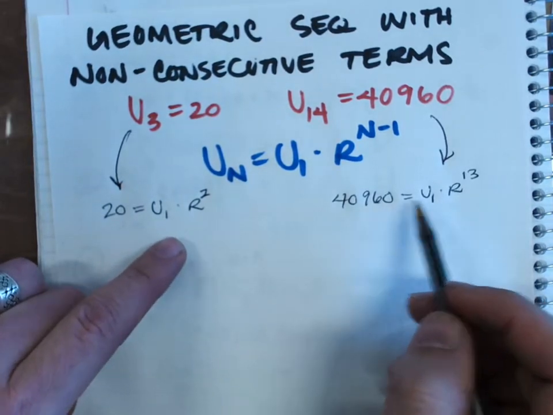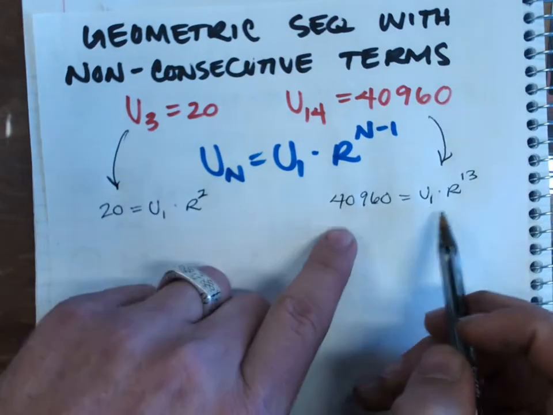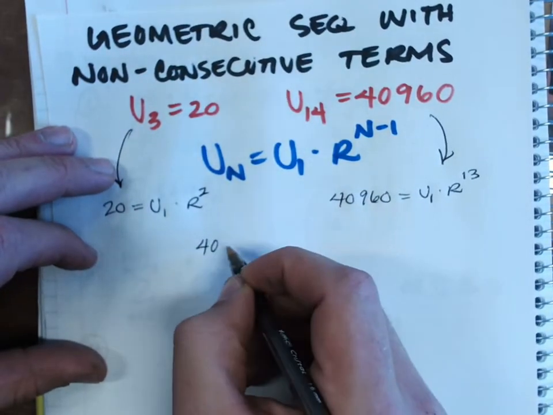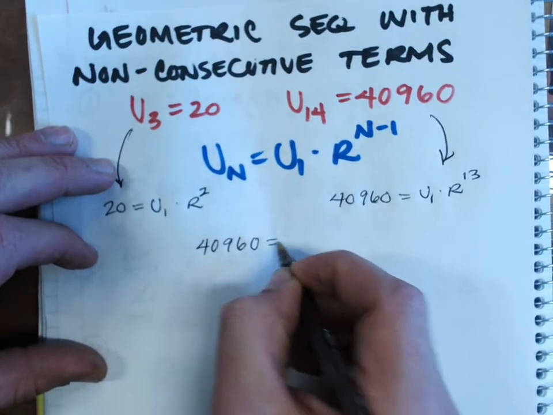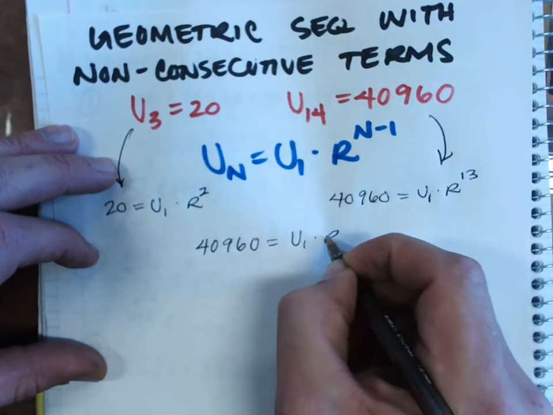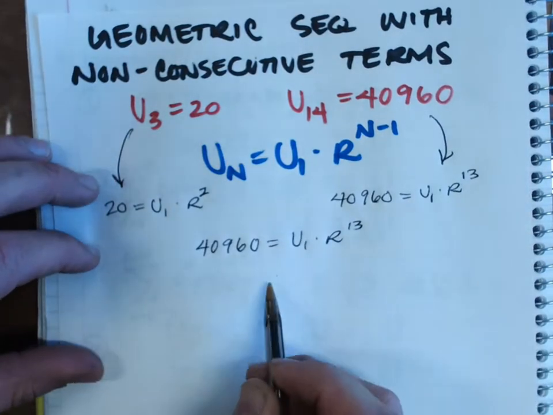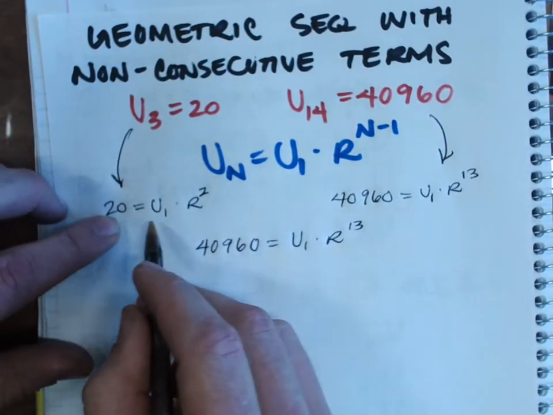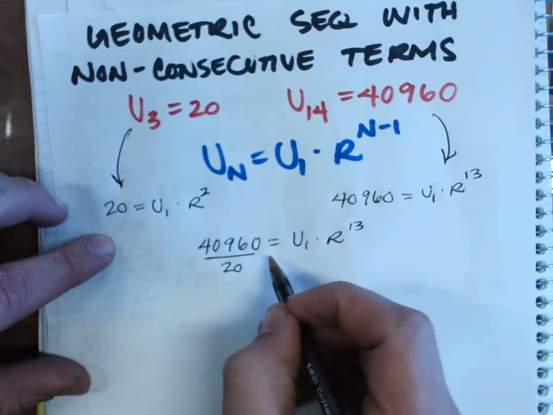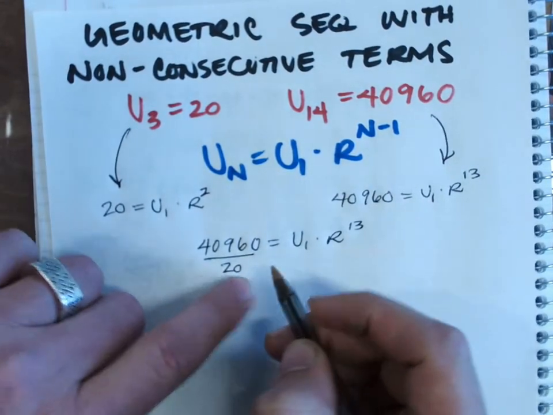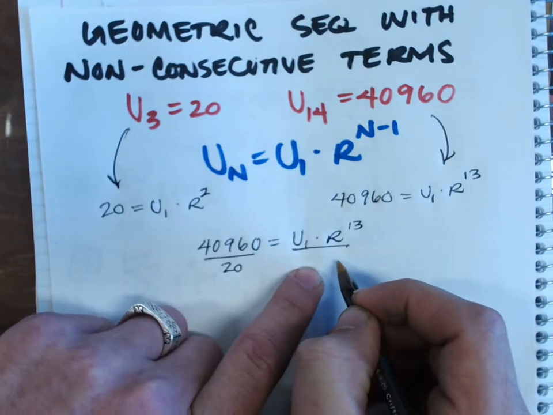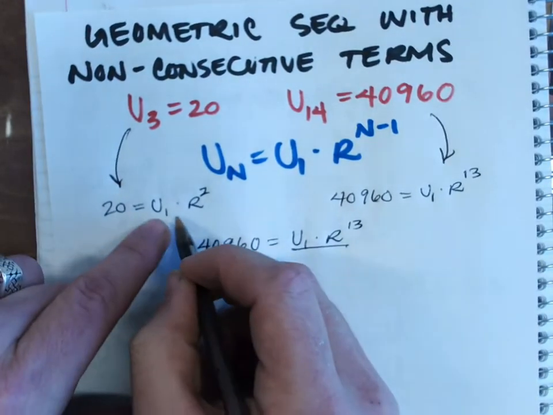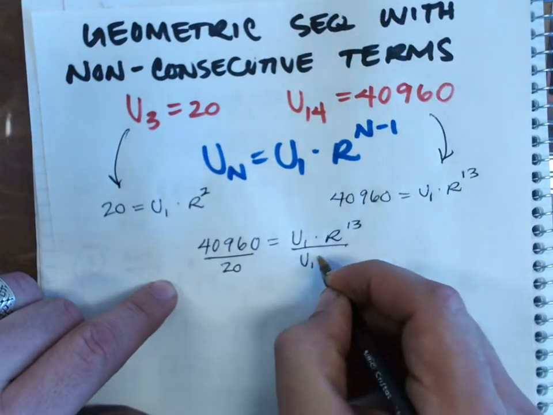Instead, we are going to divide them. And this one's bigger, so I'm going to put that one on top. It'll just look nicer as we move through the problem. u1 times r to the 13th. Okay, and we're going to divide both sides by 20. So notice this side of the equal sign is 20. And over here, we're going to divide by what is equivalent to 20, which is u1 times r squared.